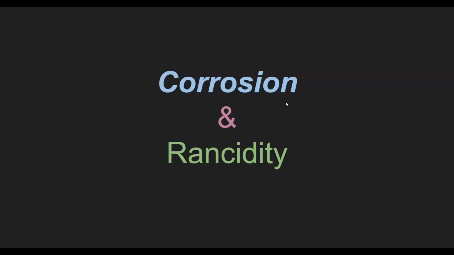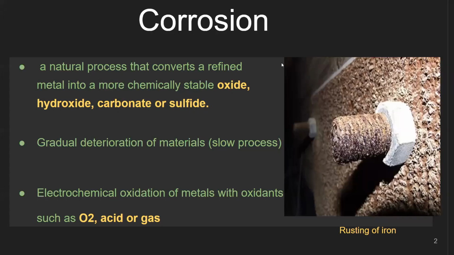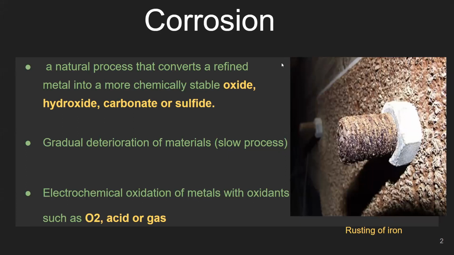Hello students, today we will be discussing corrosion and rancidity. Let us first see what corrosion means. Corrosion is a natural process that converts a refined or pure metal into a more chemically stable oxide, hydroxide, carbonate or sulfide.